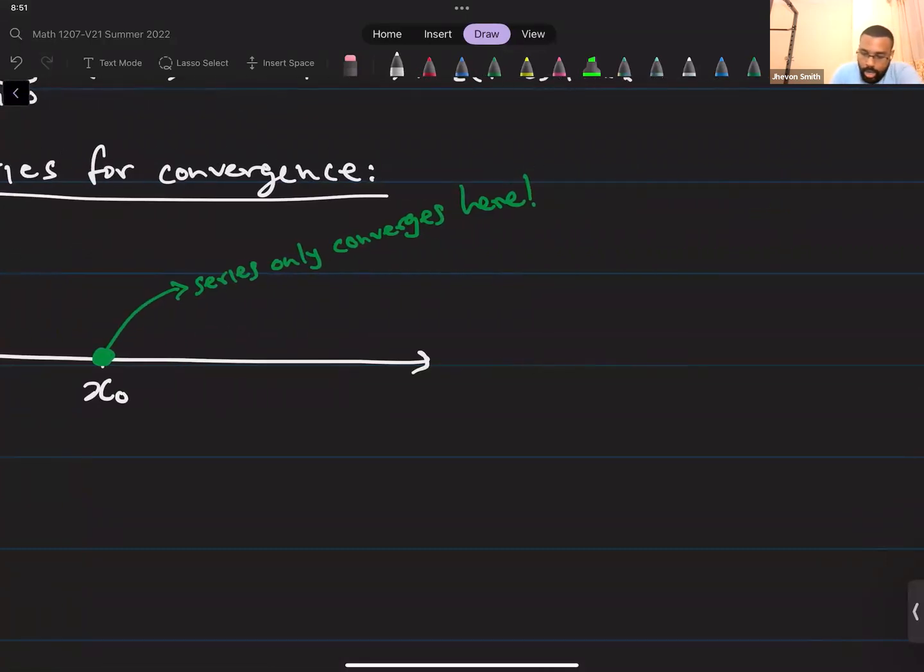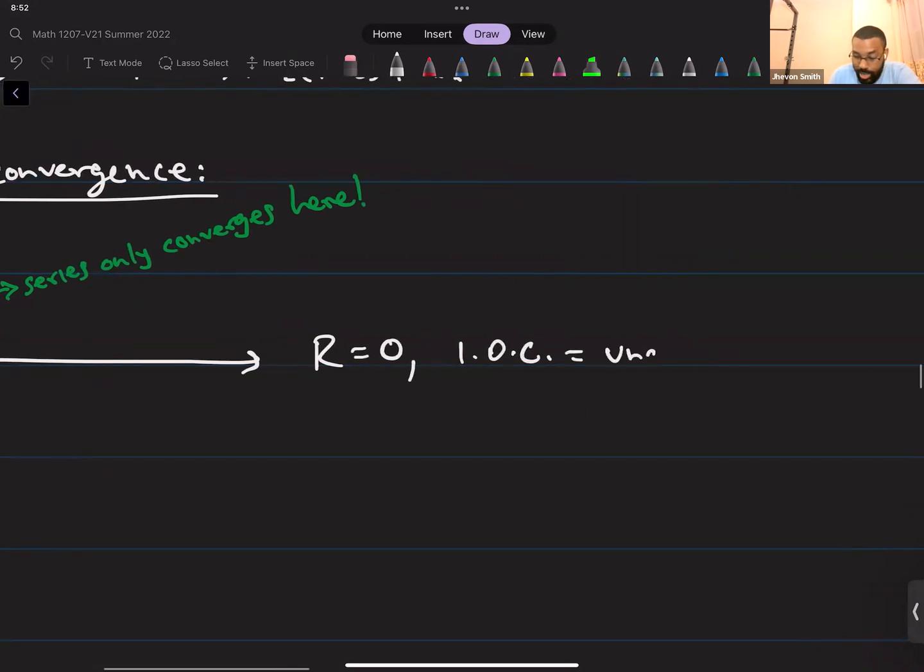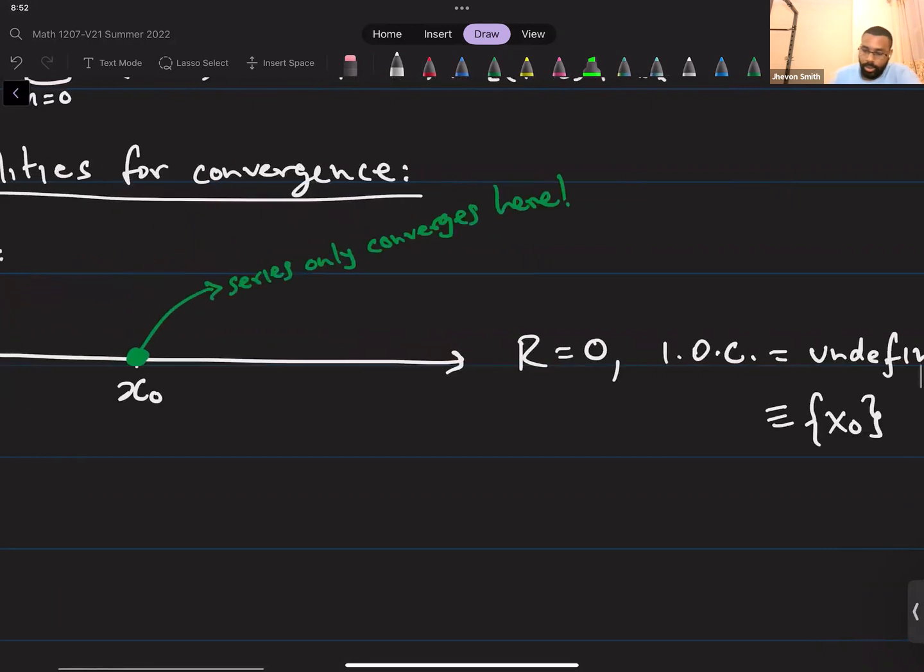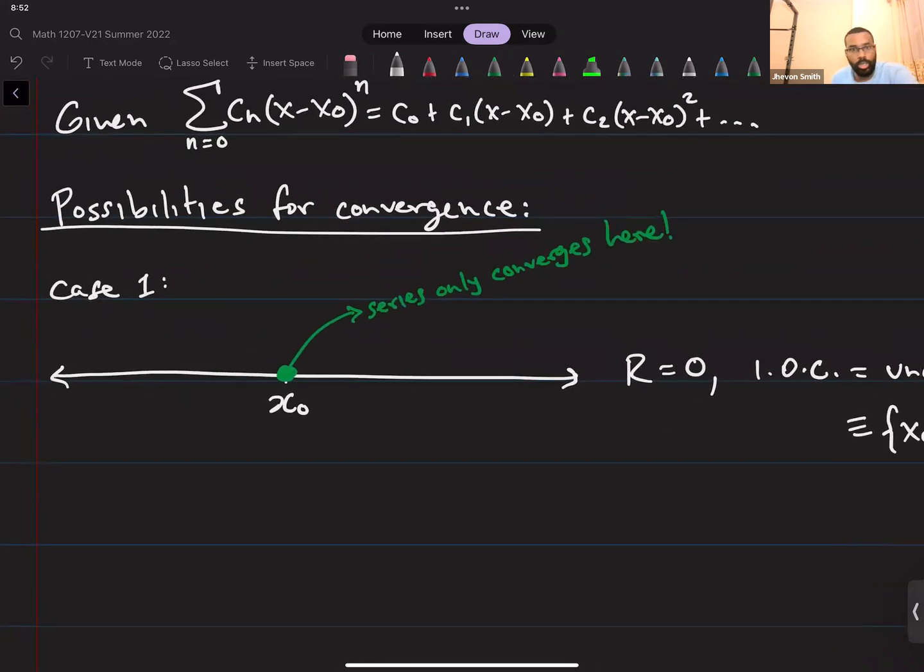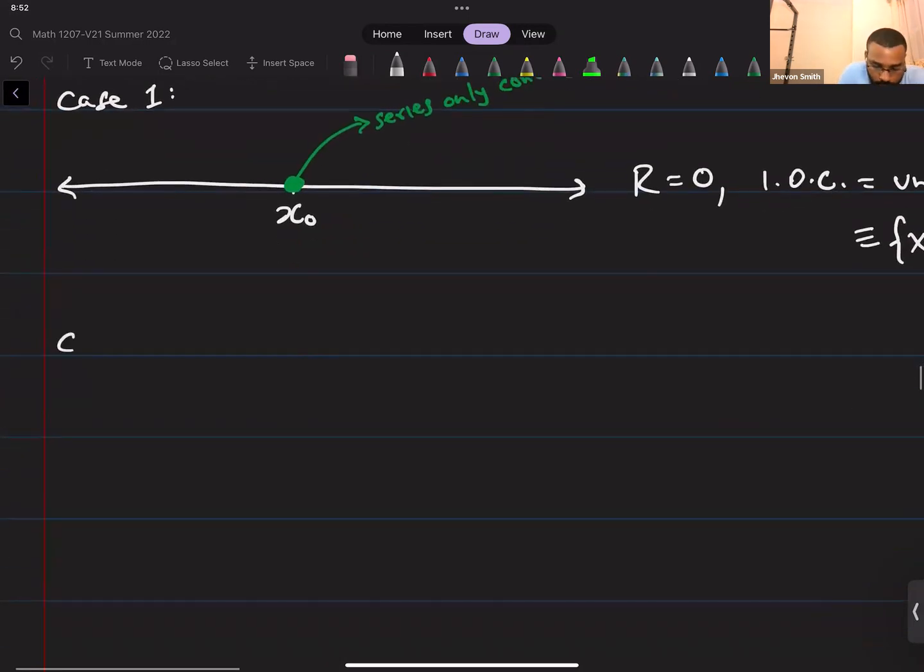In this case, the radius of convergence is 0 because it's not an interval, it's just a specific point. And your interval of convergence is essentially undefined because it's not an interval. It's kind of equivalent to just a set with a single number in it, which we know is not an interval. An interval will have an infinite number of things in it. So that's the first situation. Your power series will make sense only at this specific point. Once you move from that point, it doesn't make sense anymore. It adds up to infinity. It diverges.